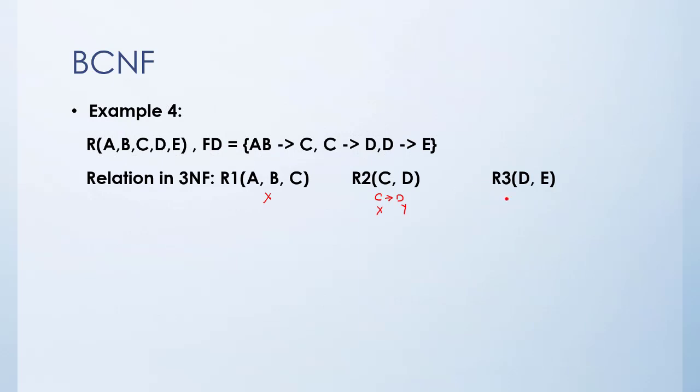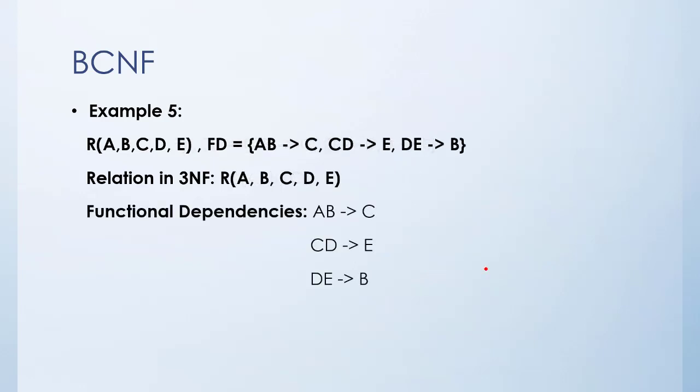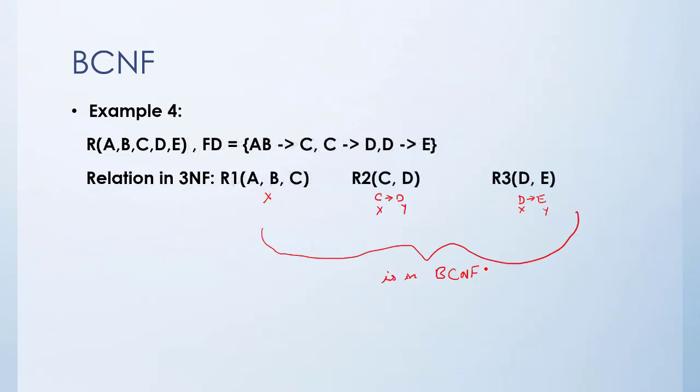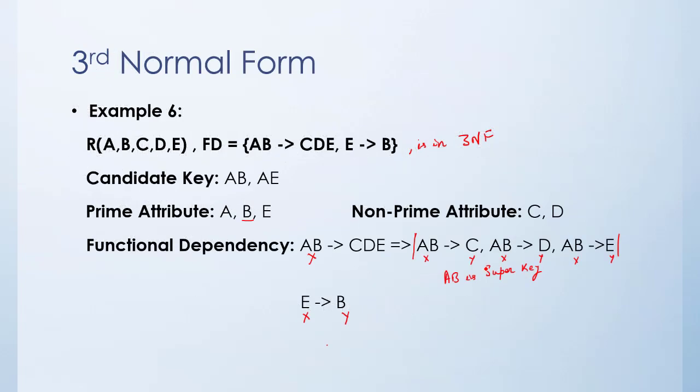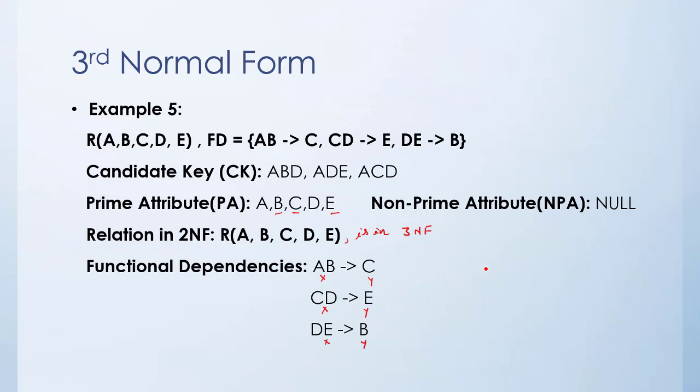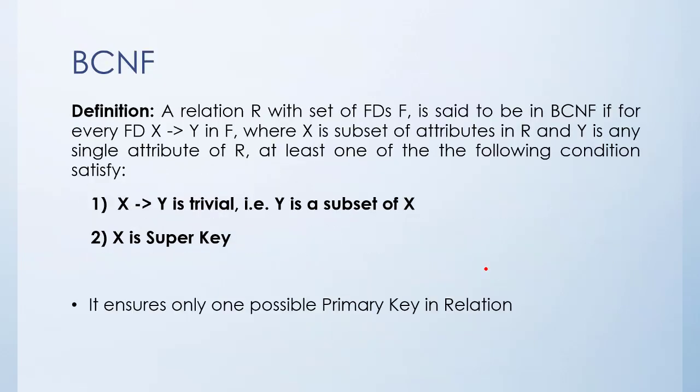Similarly, D determines E. Here, D is my X and E is my Y. So X is the super key. So it satisfies the second condition of the BCNF. So R3 is in BCNF. So we can say that R1, R2 and R3 are in BCNF. Now let us check example 5, which we have already discussed, and which was in 3NF. Now let us see whether it is in BCNF or not.